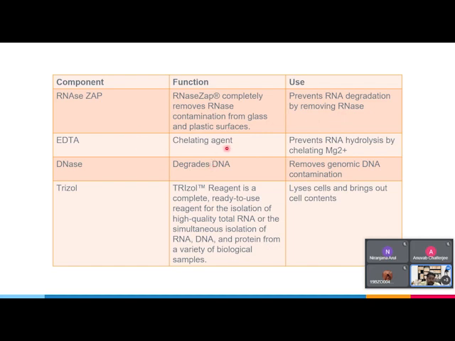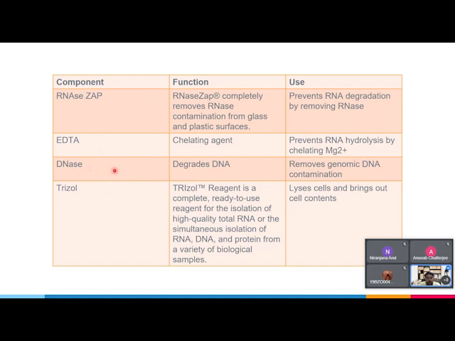EDTA is a chelating agent which chelates out magnesium. This is also a protection mechanism for RNA. There are enzymes known as hydrolases that also degrade RNA, but they need the magnesium 2 plus ion in order to do so. EDTA chelates all the magnesium 2 plus ions present in a solution. Essentially, it takes all the magnesium ions and keeps them to itself. So no magnesium ions are there in the solution for hydrolysis enzymes to work, and thus this prevents RNA hydrolysis.